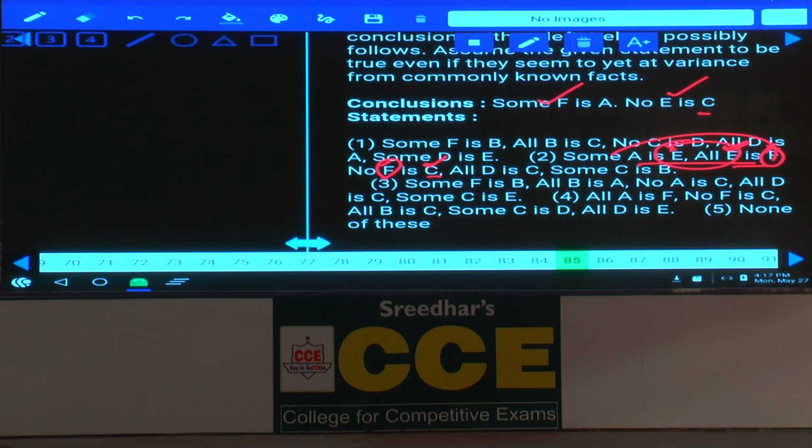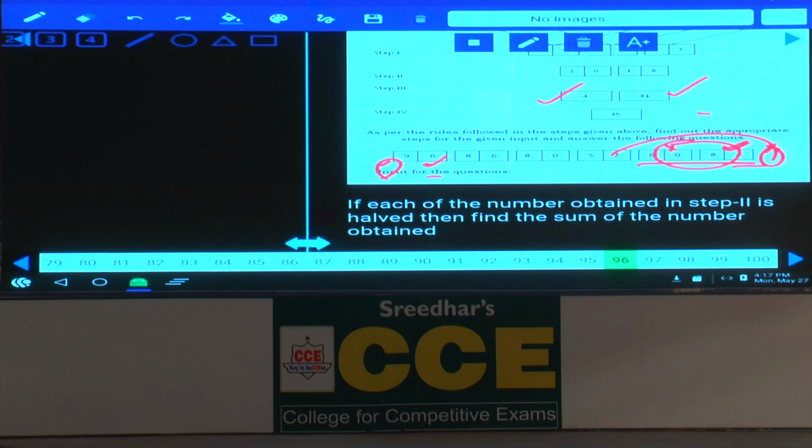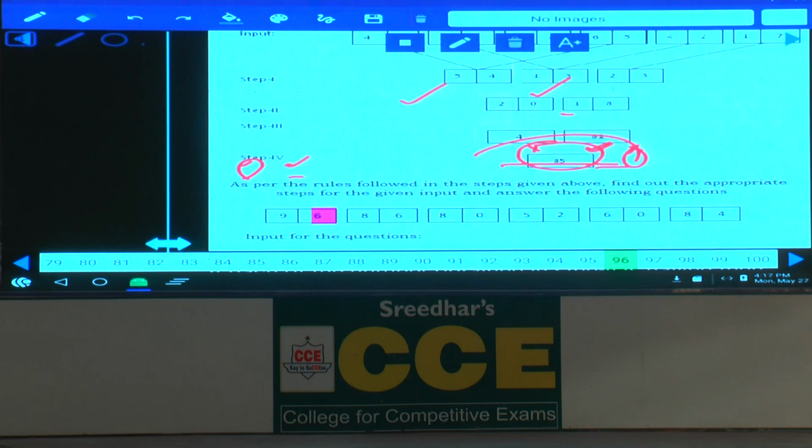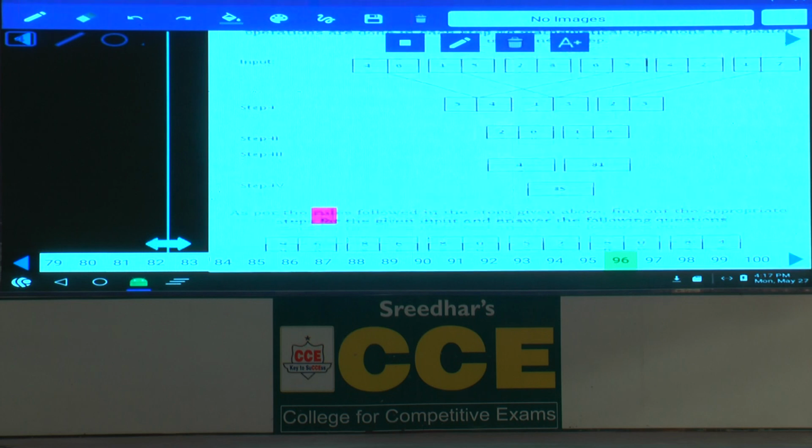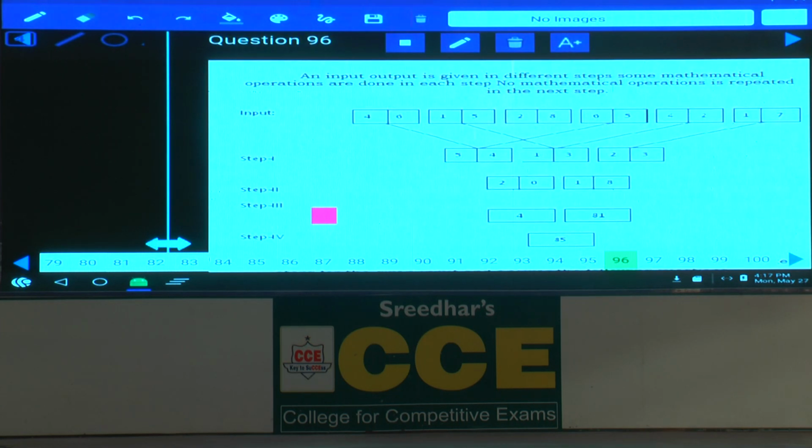Input output. 96 to 100. Now 96 to 100 input and output. Now in this input and output, tell me what is the information here? Now 461528654217, this is the information given.